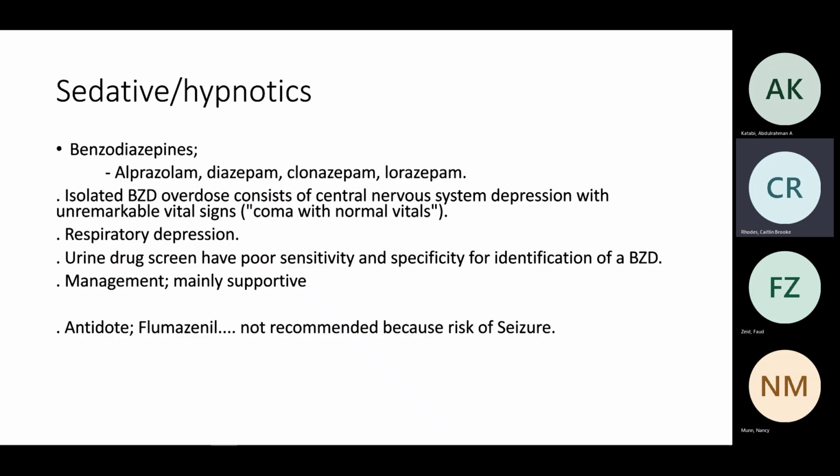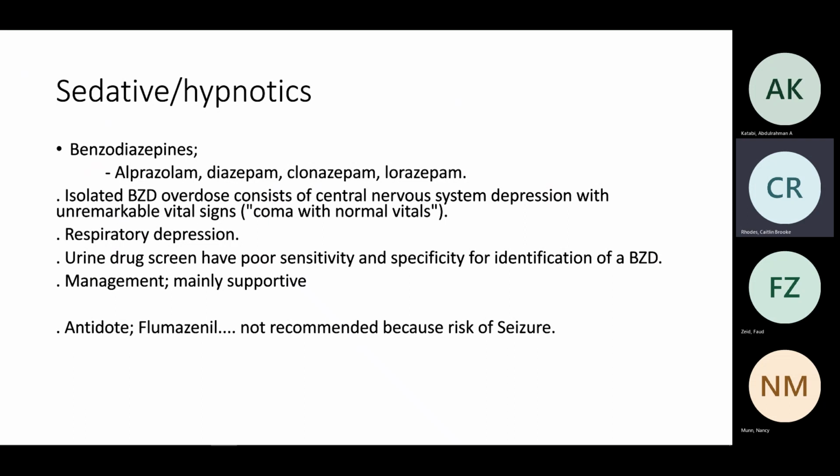Sedatives and hypnotics are the most common. We're going to talk about the benzos. The most common benzo drugs are alprazolam, diazepam, clonazepam, and lorazepam. An isolated benzo overdose, as I mentioned earlier, usually comes mainly with CNS symptoms like altered mental status or coma, but vitally they usually come stable, with no hypotension, no bradycardia or tachycardia. Sometimes they come with respiratory depression.